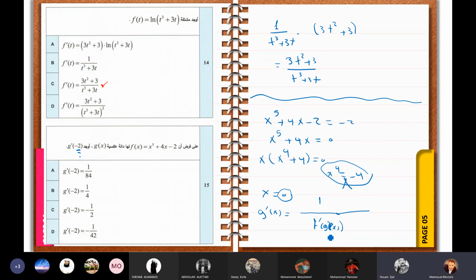How to find this one? For g of x, we found x equals 0, so g of negative 2 equals 0. So I have to find the derivative of f of x, which will be what? 5x power 4 plus 4, right? And substitute by x equals what? 0. This one is f prime of x. Now f prime of g of x, of course g of x is 0 itself. So it will be equal to 4. So the answer will be 1 over 4.